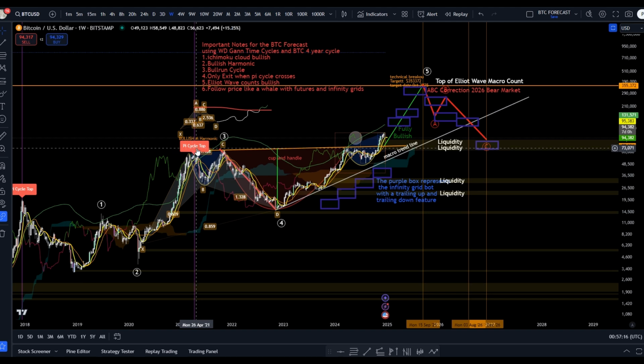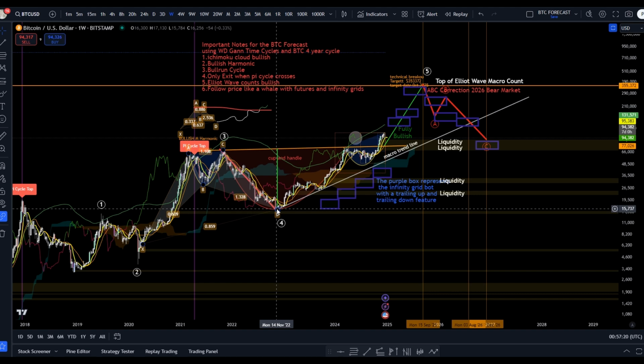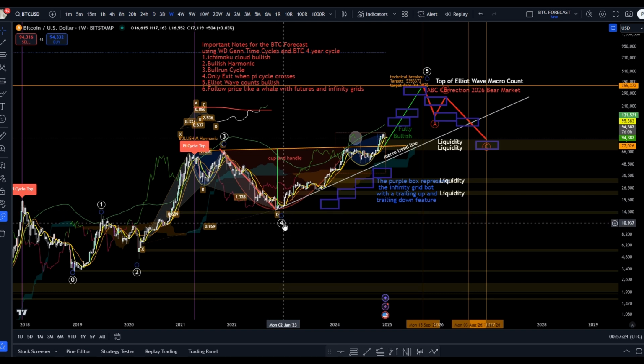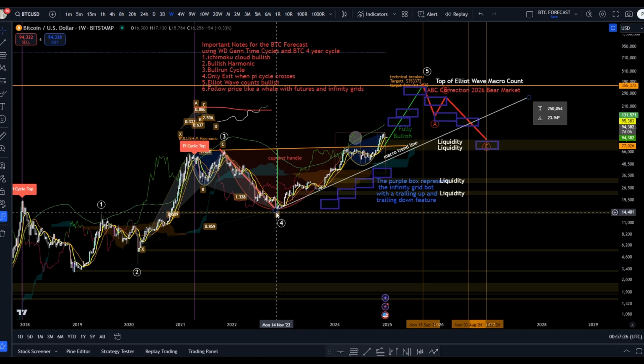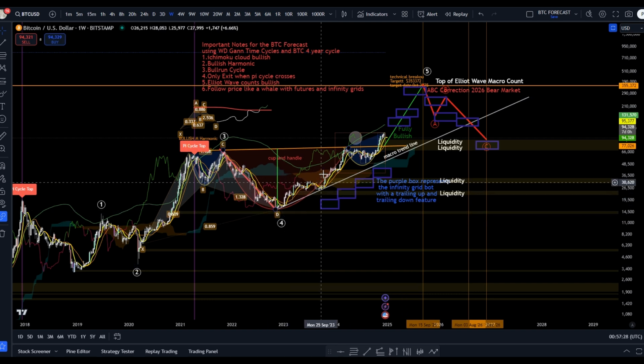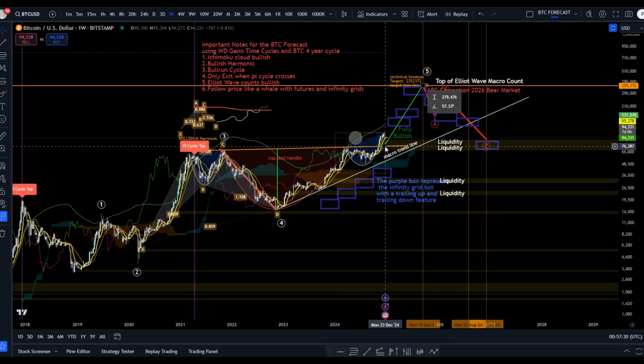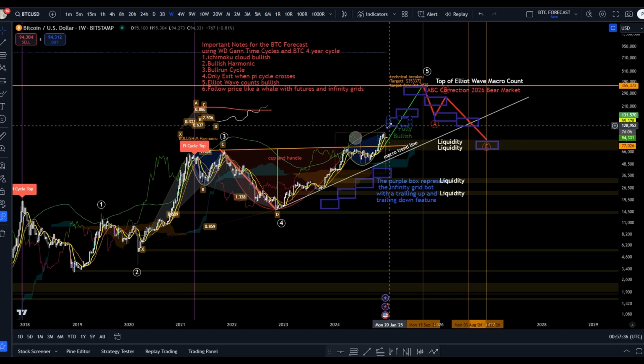We have now broken the neckline of the cup and handle. And you can see the blue rectangles that would represent Infinity Grid bots, simply following price onwards and upwards to the top of the bull market, wherever and whenever that is. The technical breakout target for Bitcoin based on this cup and handle pattern takes us to around $353,000 or thereabouts.